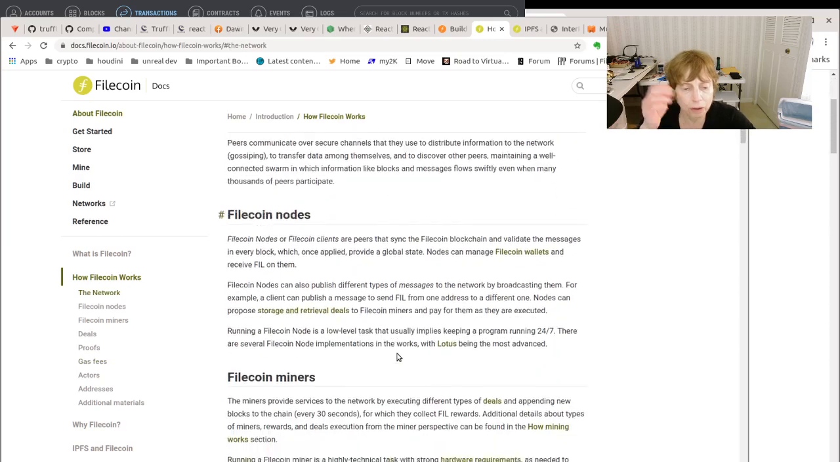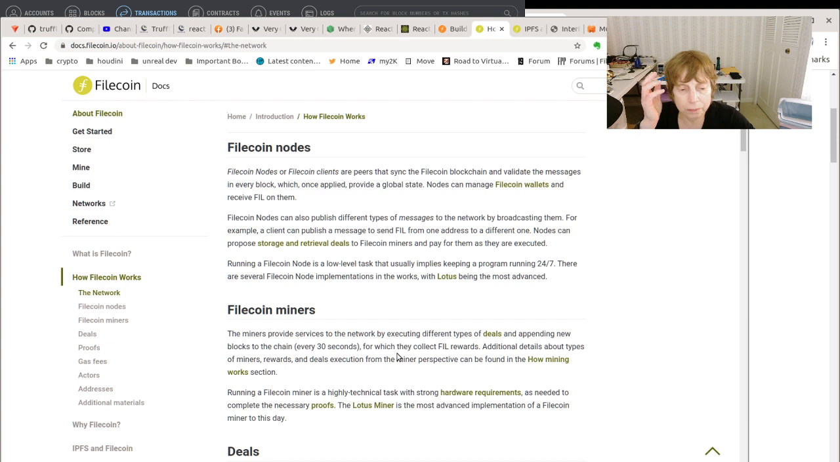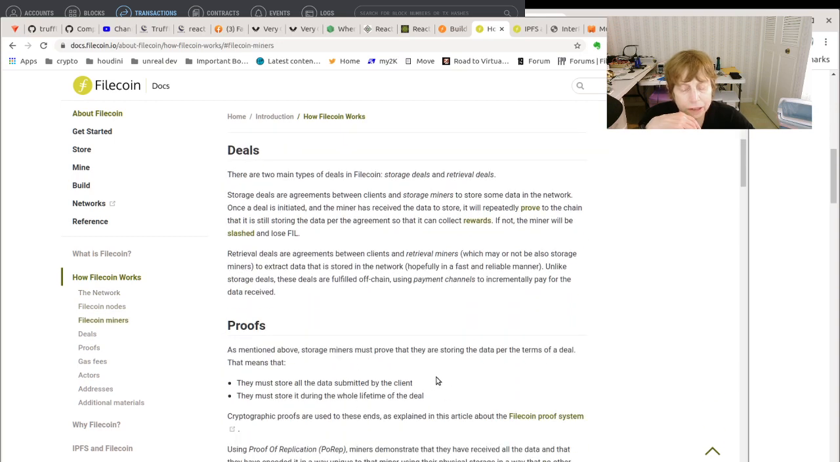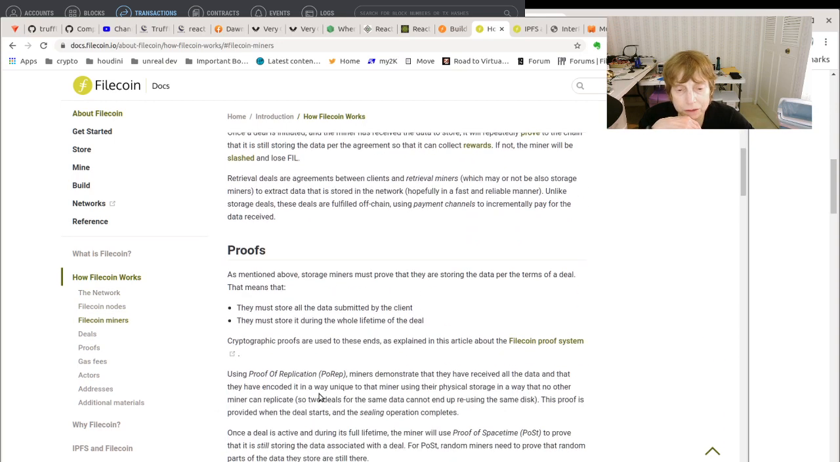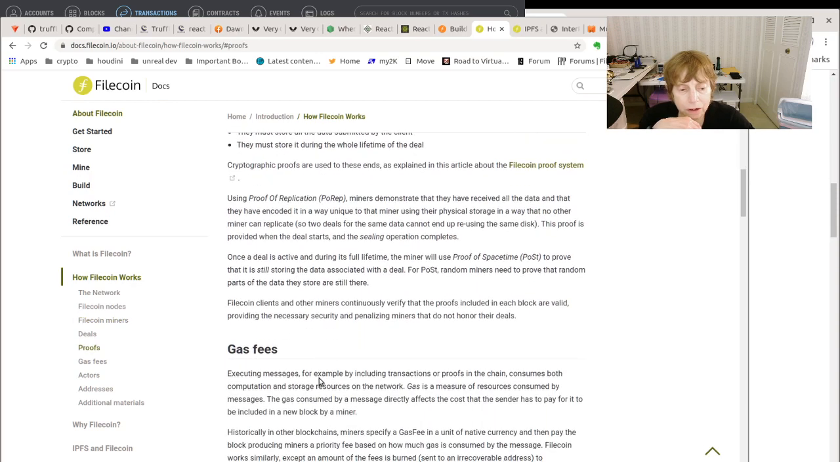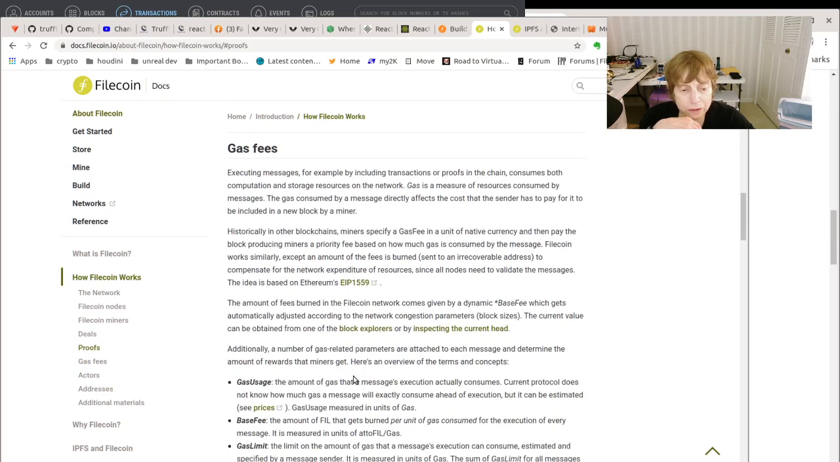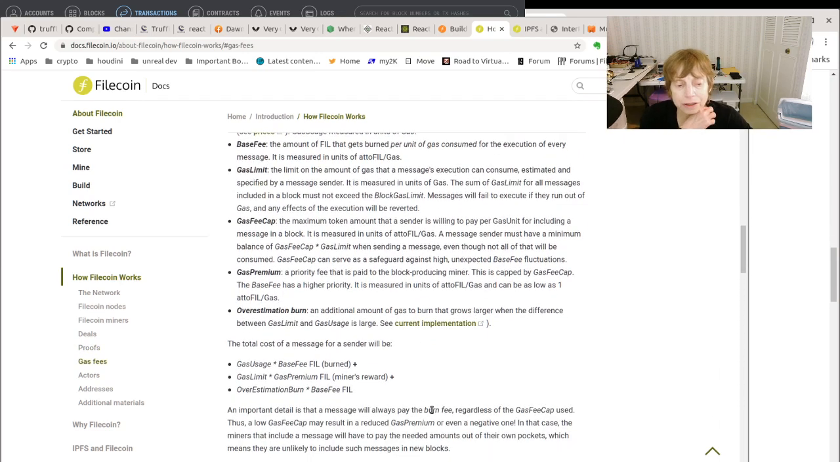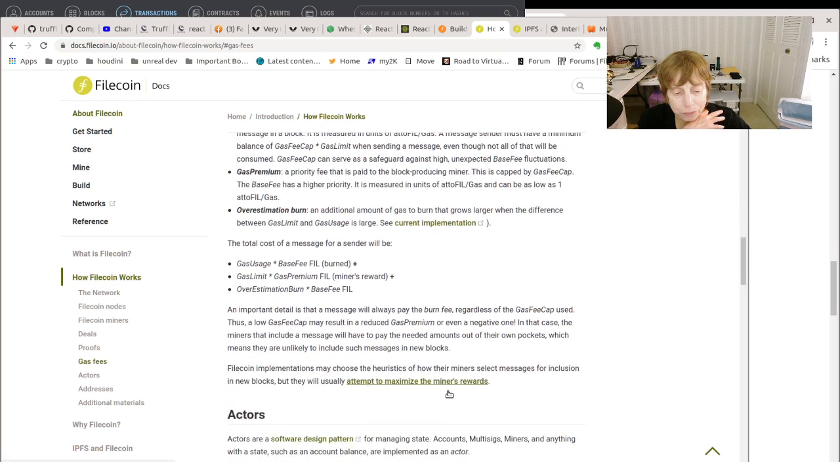You've got nodes. The storage is based on deals with the miners, and the miners have to prove that they're doing things properly in order to get their fill. There's fees involved, depending on the situation. Theoretically, you can even have a negative reward for the miners. I don't think that's good. You're not going to get anyone mining.